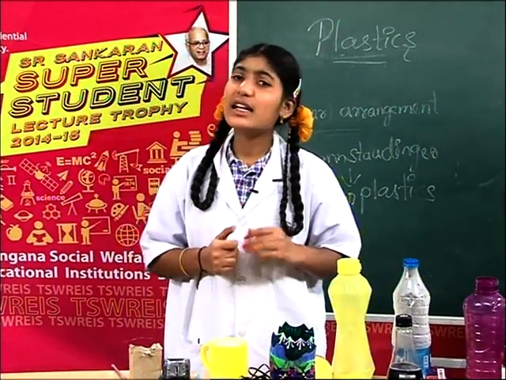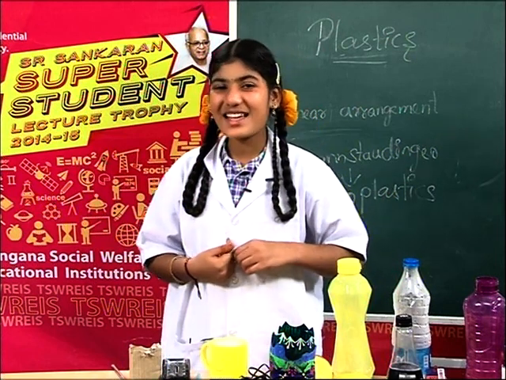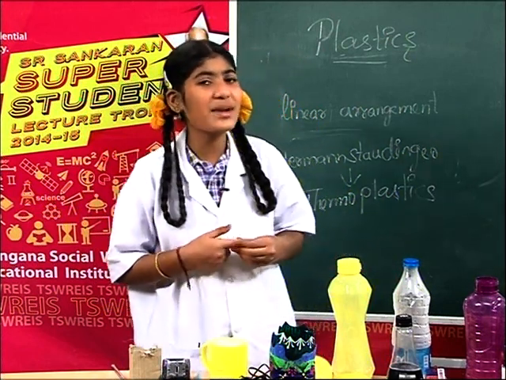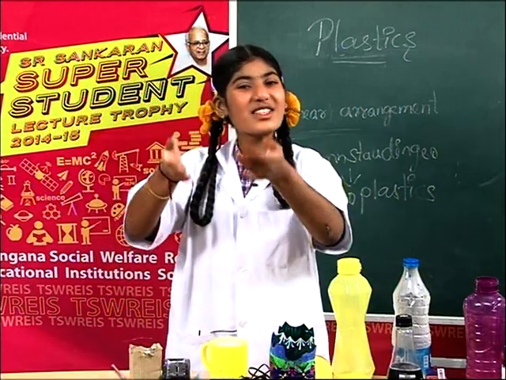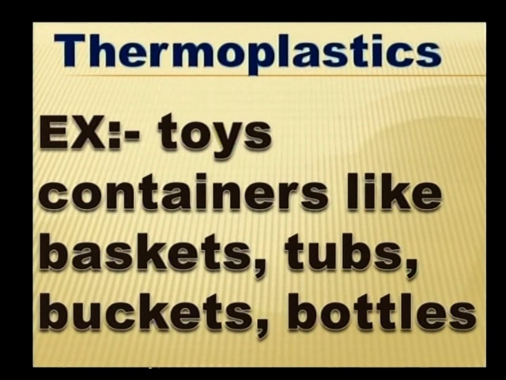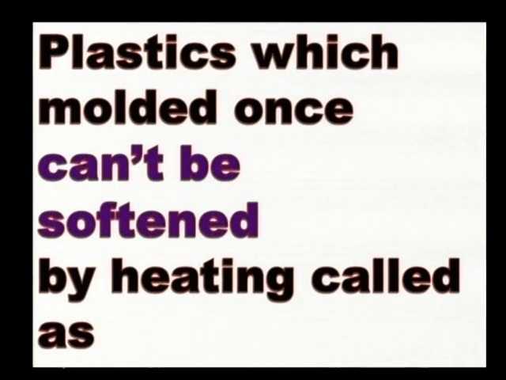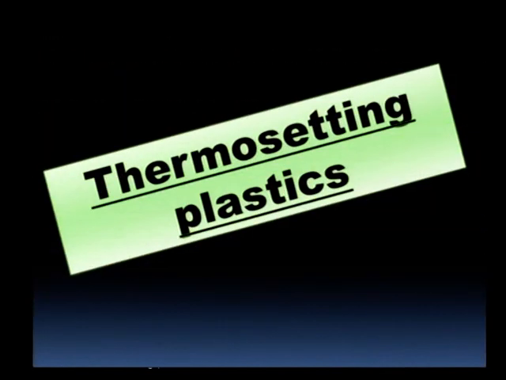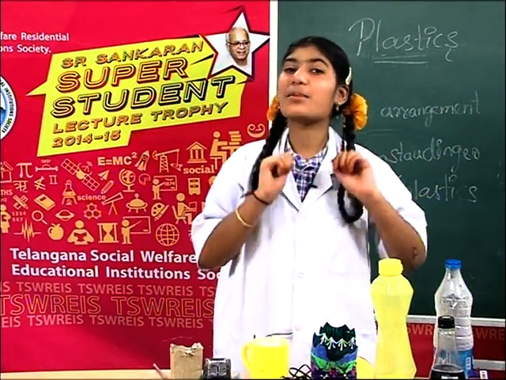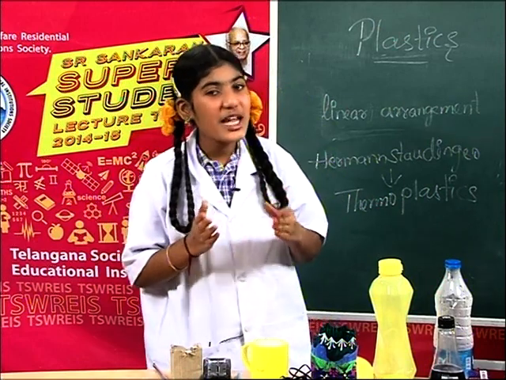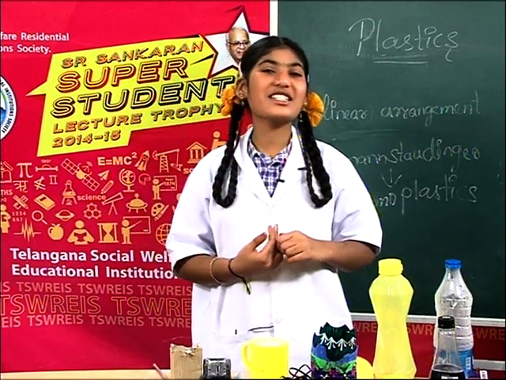So, friends, let us learn about the thermosetting plastics. What is thermosetting plastics? Let us see on the screen. Keep your glance on the screen. Plastics which, once molded, cannot be softened by heating are called thermosetting plastics. Did you understand, friends? Plastics which are molded ones, that means shaped ones, cannot be softened by heating. Those types of plastics are known as thermosetting plastics.